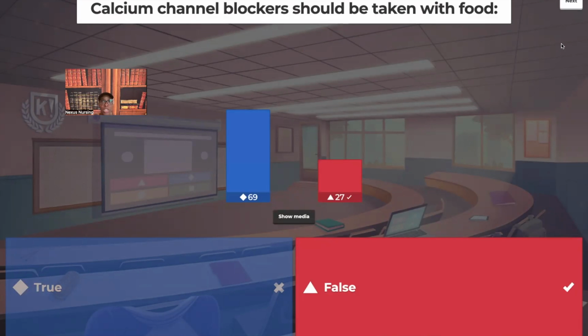All right, calcium channel blockers. No, that's false. It should not be taken with food. Calcium channel blockers need to be taken on an empty stomach, either 1 hour before meals or 2 hours after meals to increase absorption and effectiveness. You need to know this, okay?